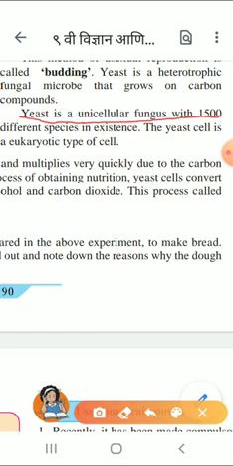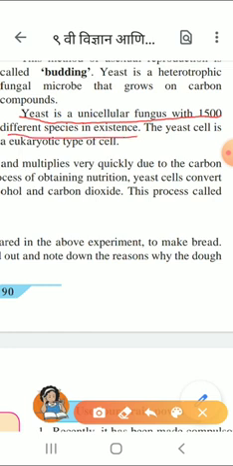So you have to note down and learn these points. First, which process is called budding; you have to learn the definition. Then which type of microbe it is: a heterotrophic fungal microbe. Where it grows: on carbon compounds. Then how many species it has.